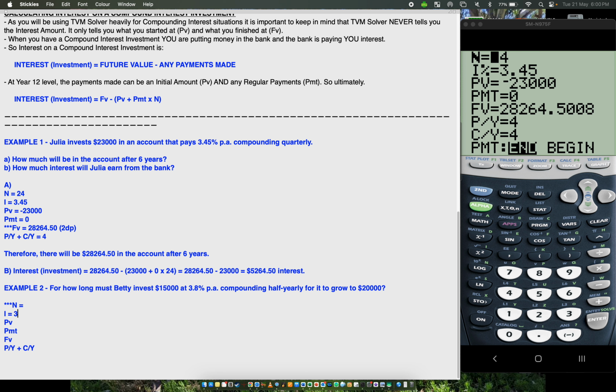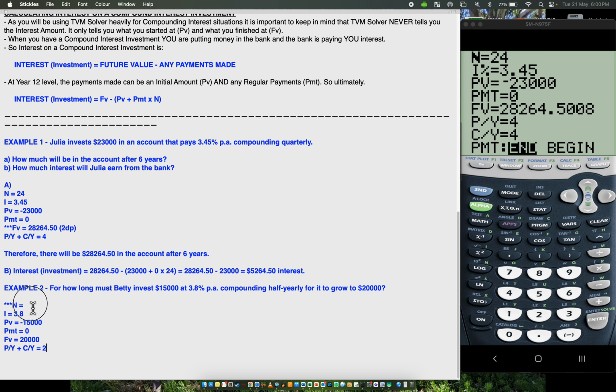The interest rate is 3.8%. Investing 15,000, so that 15 grand is going from Betty into the bank, so negative 15,000. Doesn't say anything about Betty making payments, so PMT is 0. How long does it take to grow to 20 grand? So FV is going to be 20,000. Why is it positive? Because at the end of the term, that money is going back to Betty. PY and CY for how long? Compounding half yearly. How many half years in a year? 2. So you have to keep that in mind. The units for N are going to be half years.